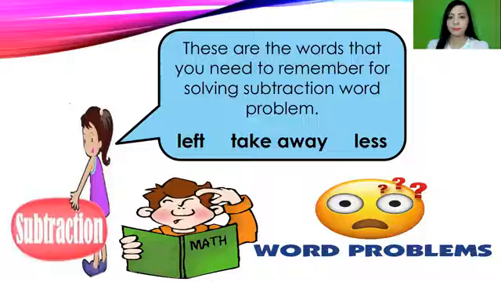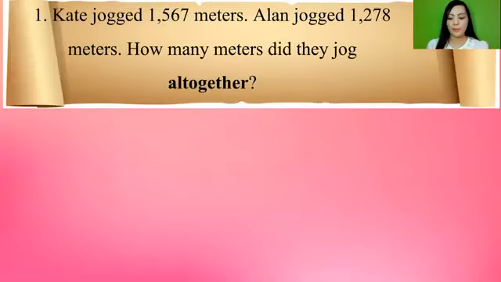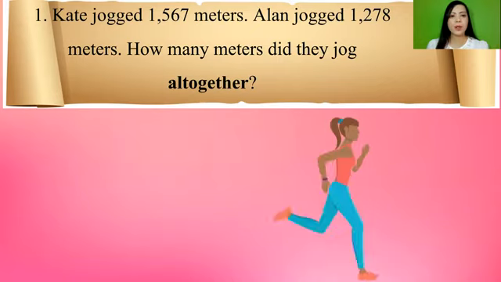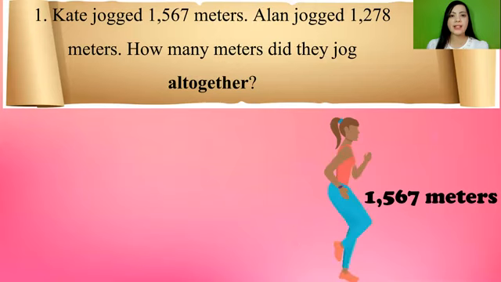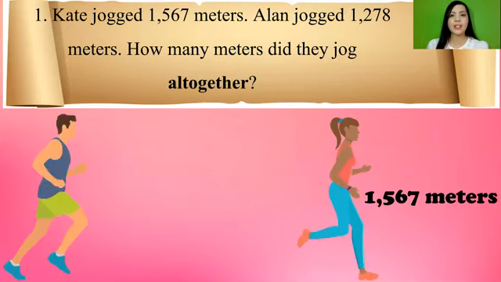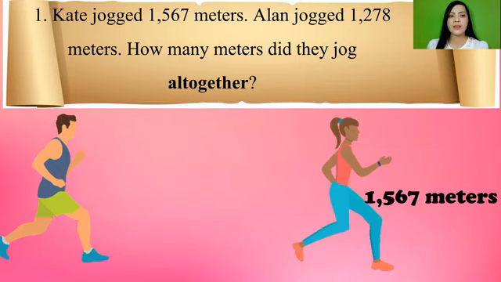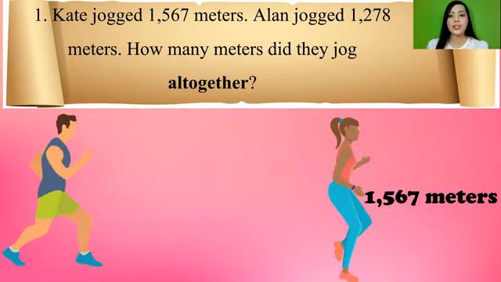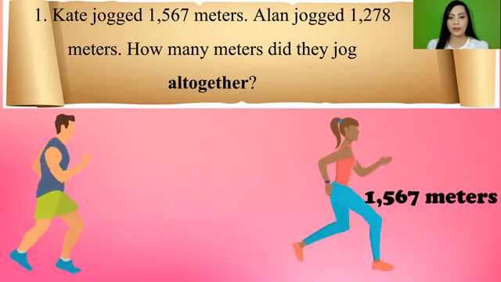So let's start with word problem number 1. You can read with me. Katie jogged 1,567 meters. Alan jogged 1,278 meters. How many meters did they jog altogether?